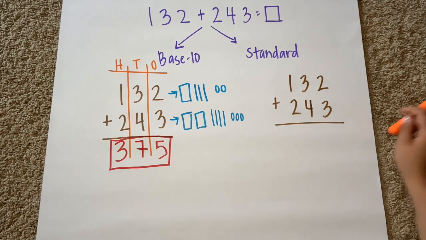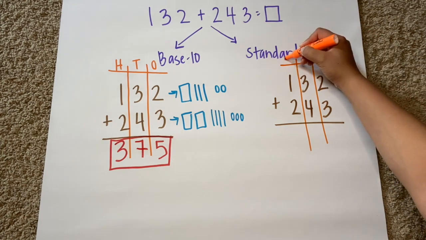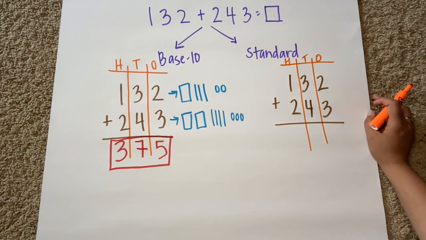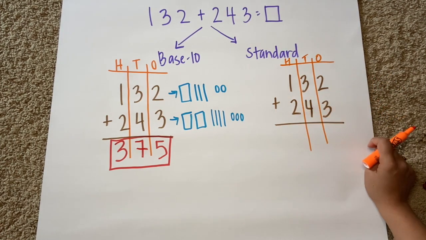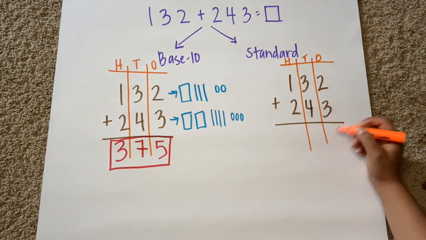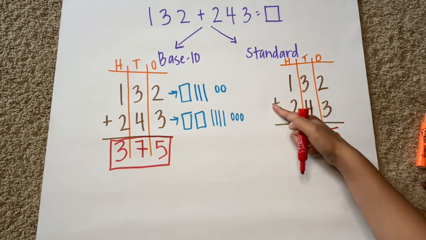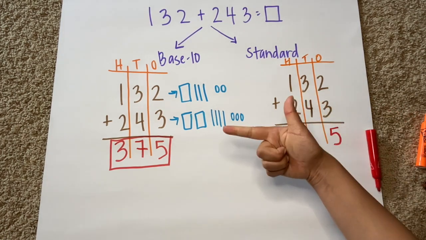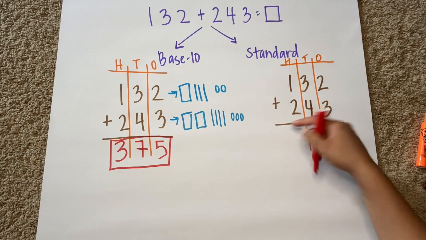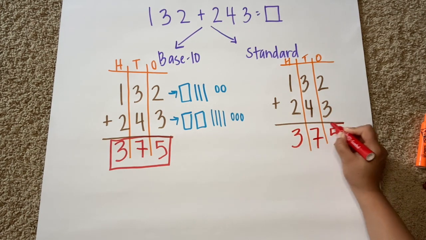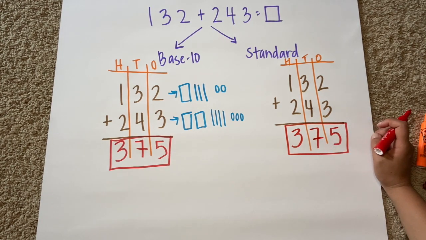Next, we're going to add our place value lines. And then we're going to start in the ones place. 2 plus 3 equals 2, 3, 4, 5. So we're going to put 5 in the ones place. Let's add our tens now. 3 tens plus 4 tens. 3, 4, 5, 6, 7 tens. 100 plus 200 equals 300. 375. And look at that, we got the same answer, which means we must have done our math correctly.